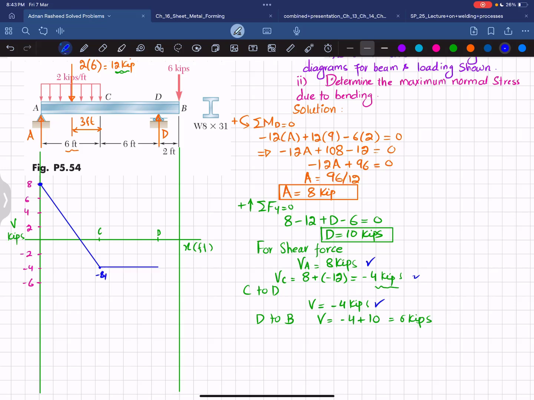And at D, we have a 6 kip load. So at D, it is 6 kip. So the shear force will change from minus 4 to 6. And from D to B, there is no other force.